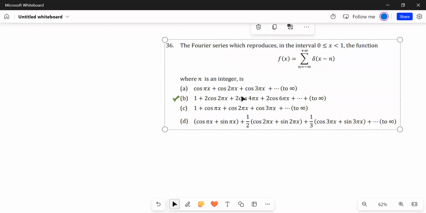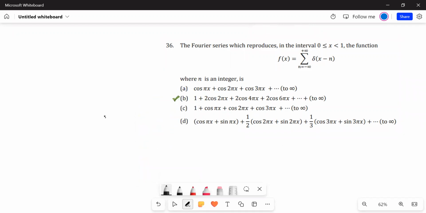Hello, in this lecture, we are going to start with one of the very beautiful questions that was asked in the TIFR 2018 examination. And it was about the thing that we are discussing right now, that is the Fourier expansion only. Okay. So right now, as you're aware, we are studying Fourier expansion. And this particular question was asked in TIFR 2018. Okay. So the first thing is, the question says that the Fourier series which reproduces in the interval from 0 to 1 the function this.